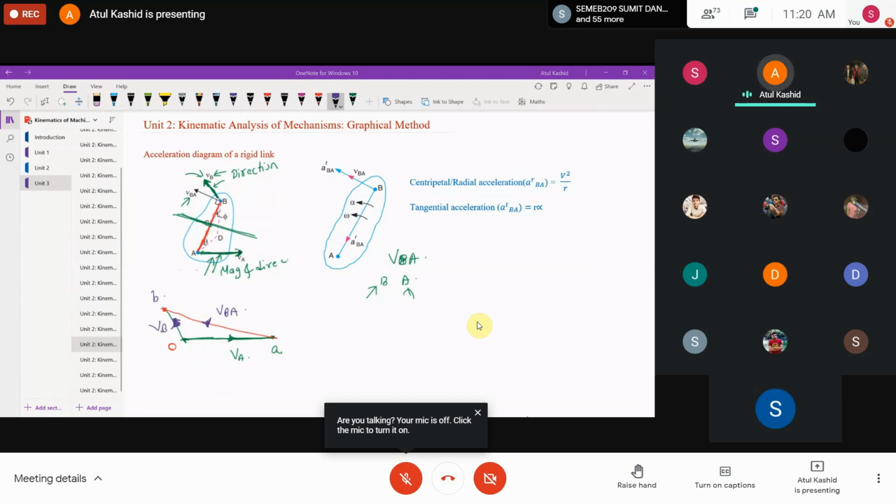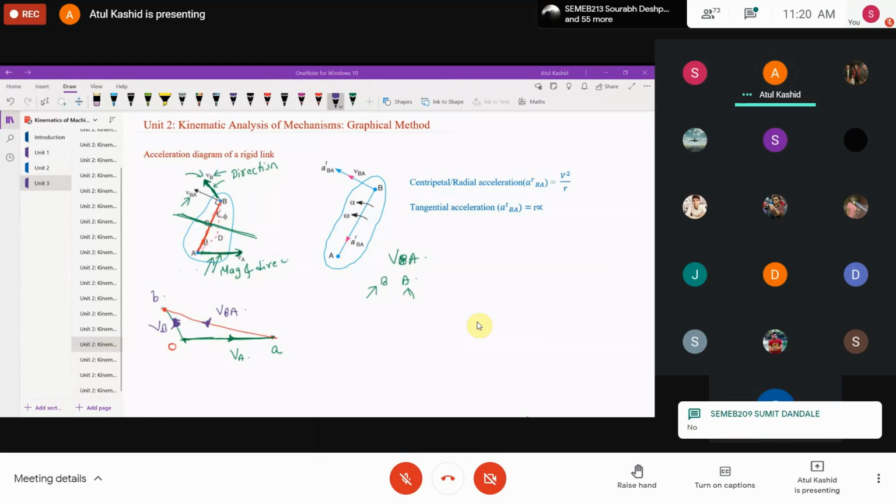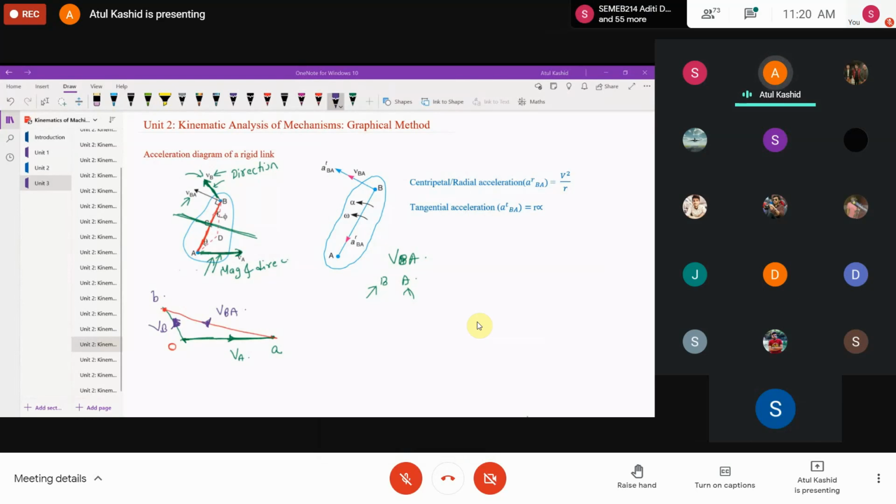Any doubt up till this, please reply in the chat box. Now we'll move on to the acceleration diagram, but before that, please reply in the chat box if you have any doubt. There should not be any doubt because I'm telling the same thing that we had seen in the previous lectures. Yes, please, other students, reply in the chat box quickly. If there are very few replies in the chat box, I'm not going to move forward.